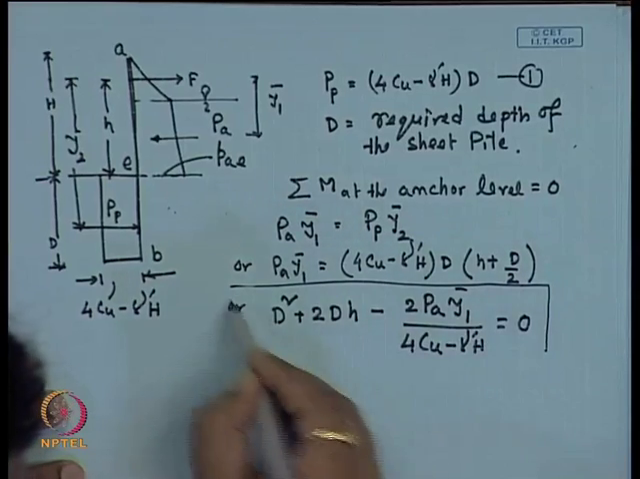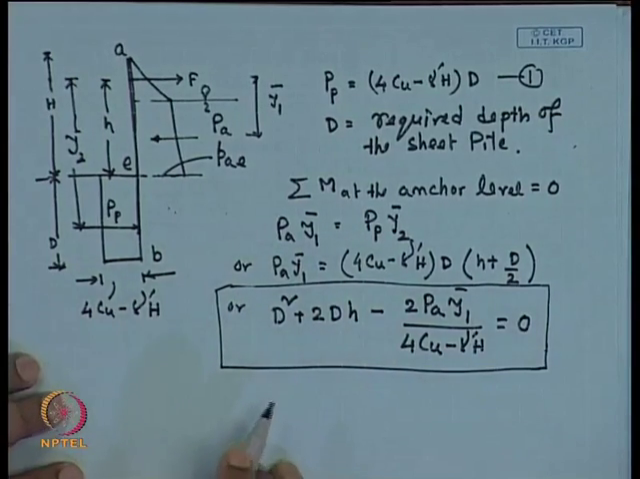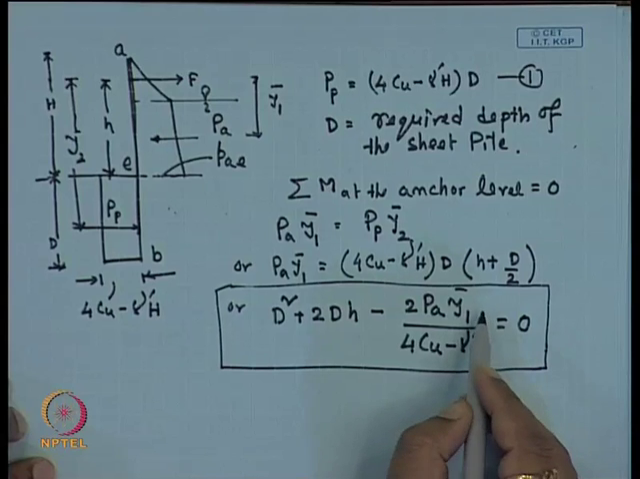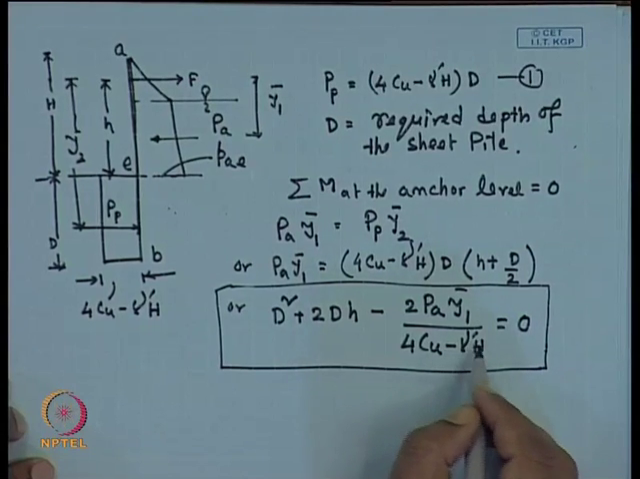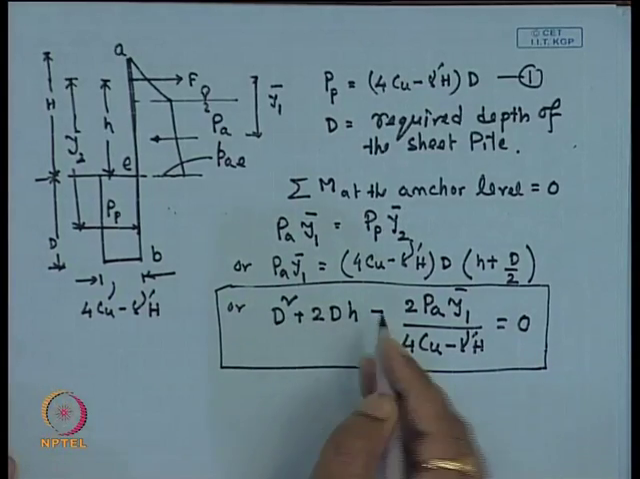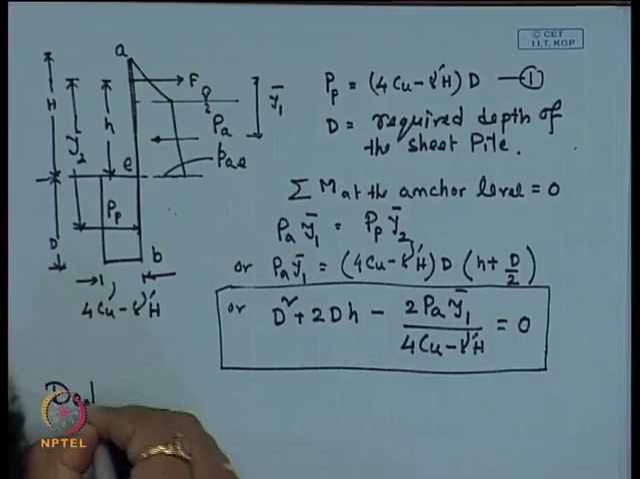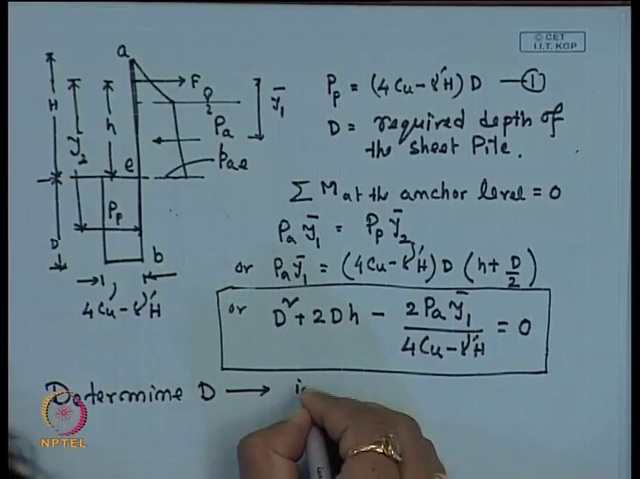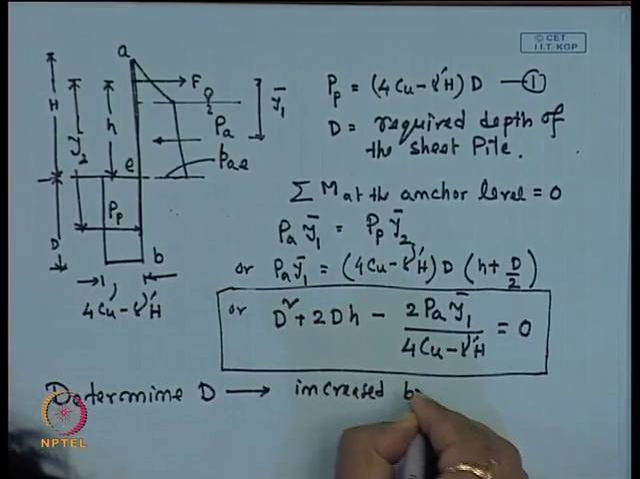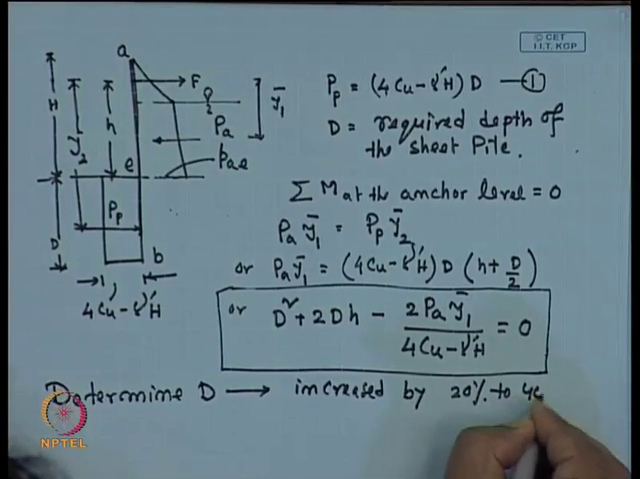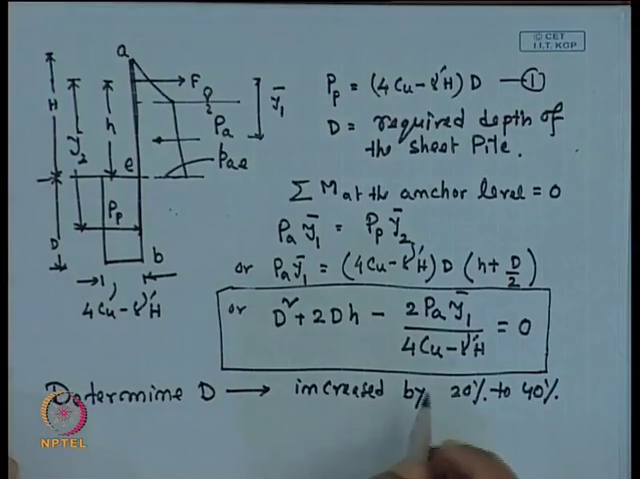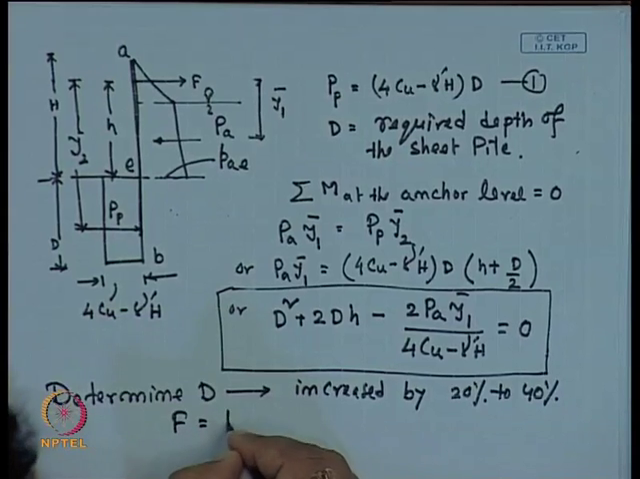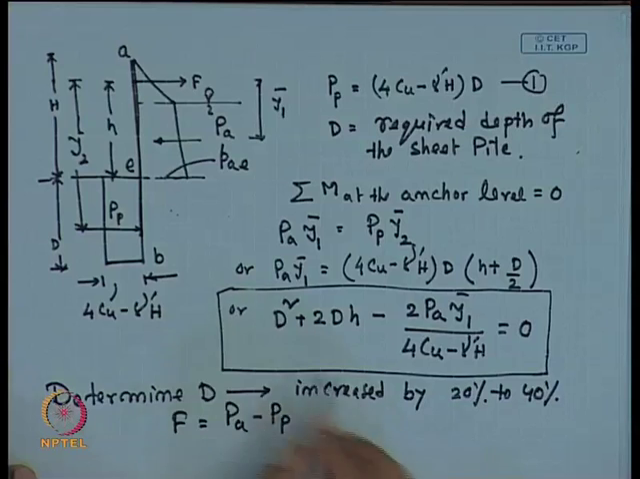So, the final expression is this one, where P_A, which is the total force due to this active pressure, we can calculate, and y1 bar also we can calculate. C_u and gamma are soil properties, and h is known. So, only unknown is D. So, what you have to do? You have to determine the D from this final expression, then increase it by 20 to 40% due to the factor of safety. Once you get this D, we can calculate the P_P, then finally F will be determined by P_A minus P_P like the previous case.